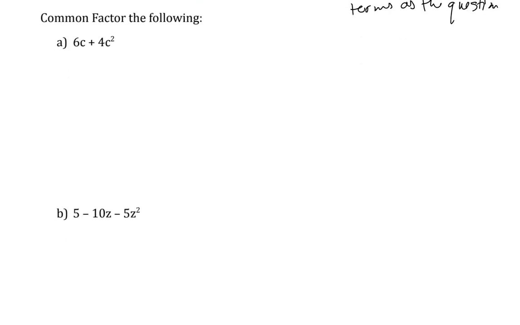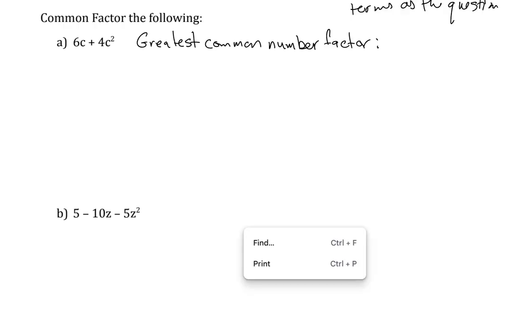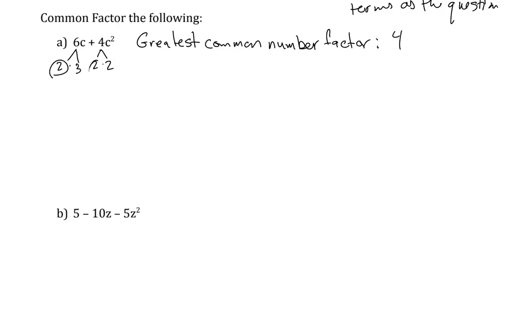Okay, let's try this one. So this one right here, greatest common number factor. Between 4 and 6 is going to be 2, because 6 is 2 times 3 and 4 is 2 times 2. So the greatest common factor between these is going to be 2. My bad. It's going to be 2.